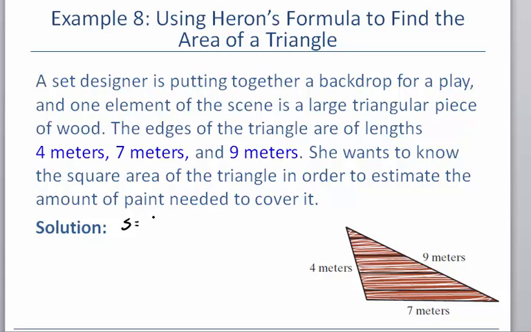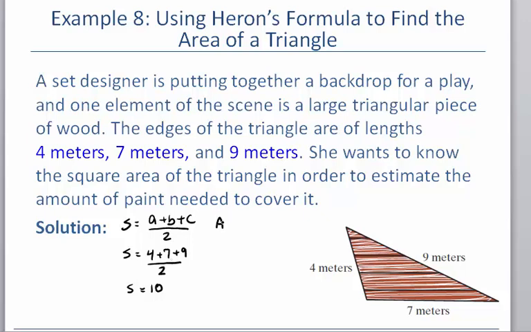Remember that S is the 3 sides added together divided by 2. And so we're going to add 4 and 7 and 9 and divide the result by 2. And so 4 plus 7 plus 9 is 20. 20 divided by 2 is going to give me an S value of 10. Now, once we have the S, we'll plug into the remainder of the formula to calculate the area.